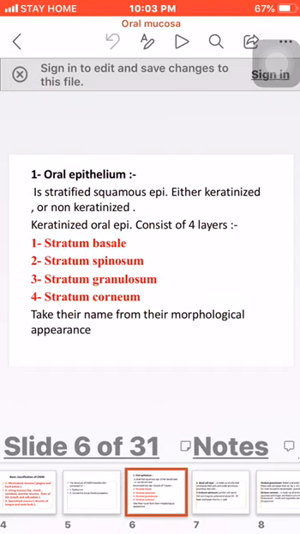Oral epithelia is stratified squamous epithelia. It is either keratinized or non-keratinized. If it is keratinized oral epithelia, it will consist of three or four layers, including stratum basale, stratum spinosum, stratum granulosum, and stratum corneum. They take their names from their morphological appearance.